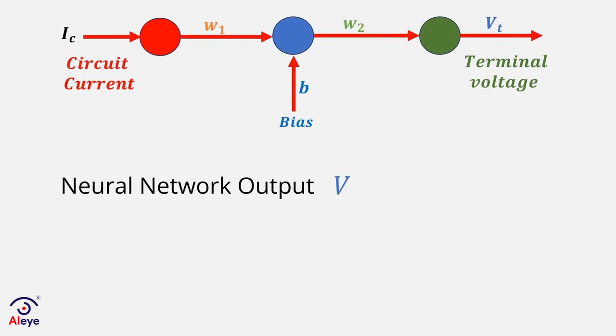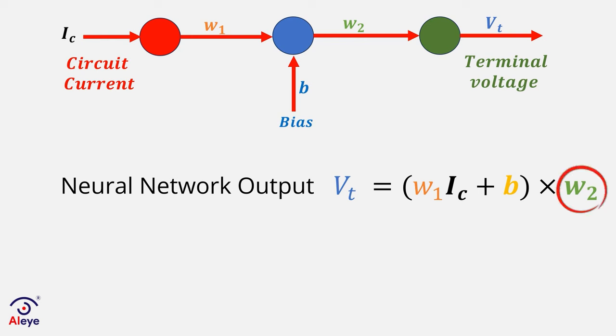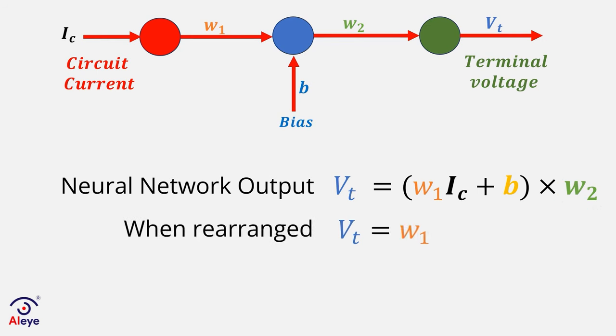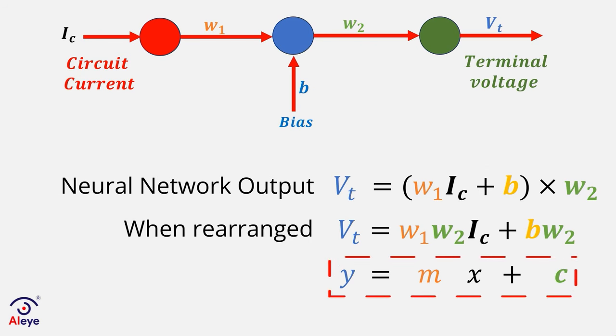VT, or the output of the neural network, can be obtained by multiplying the output of the hidden neuron by the connecting weight, W2. When rearranged, the equation of the neural network takes the form of a straight line, y = mx + c. That means this neural network can learn the relationship between the circuit current and the terminal voltage.